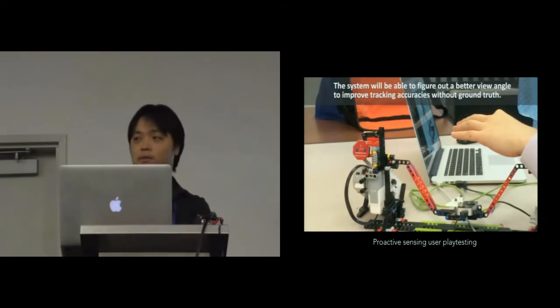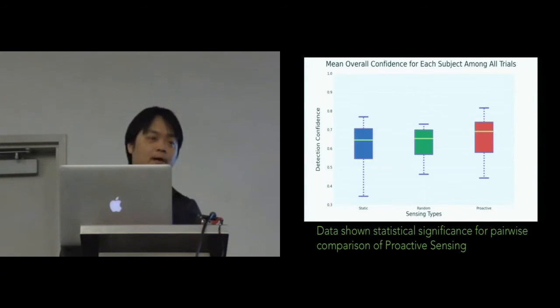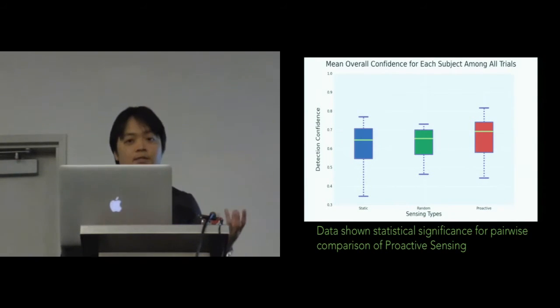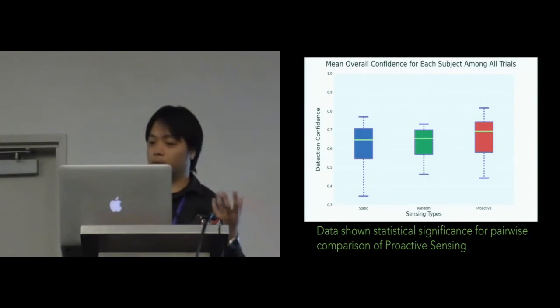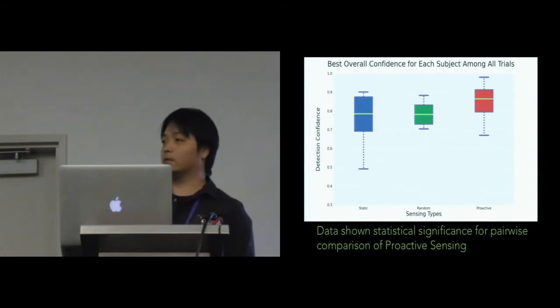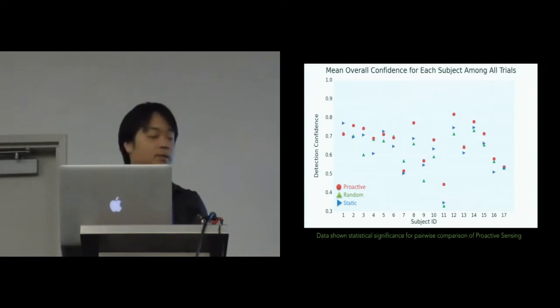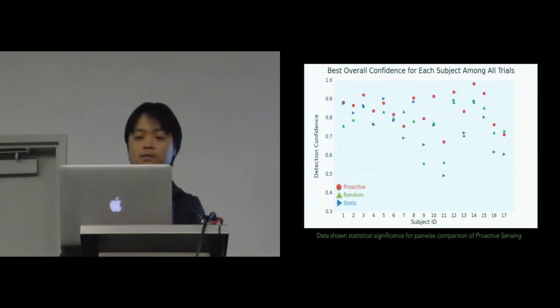With 17 subjects, we still got a statistically significant difference comparing the improvement of the proactive sensing over the other two sensing type baselines. What you are looking at is the overall confidence value among all the subjects. We also got improvement in the best confidence values that we got from all of our subjects. And also per subject, you can see similar trends.